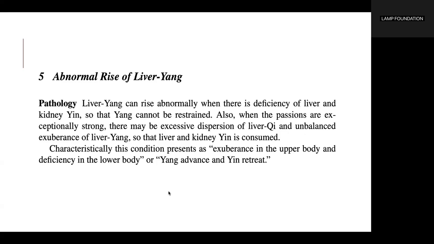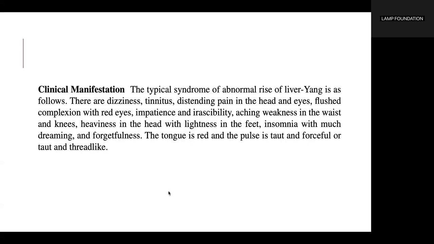Abnormal rise of liver yang. Liver yang can rise abnormally when there is deficiency of liver and kidney yin, so that yang cannot be restrained. Also, when the passions are exceptionally strong, there may be excessive dispersion of liver qi and unbalanced exuberance of liver yang, so that liver and kidney yin is consumed. Characteristically, this condition presents as exuberance in the upper body and deficiency in the lower body, or yang advance and yin retreat. The typical syndrome of abnormal rise of liver yang is as follows.